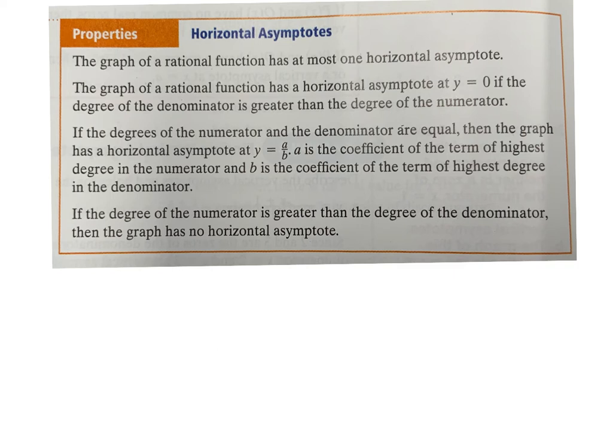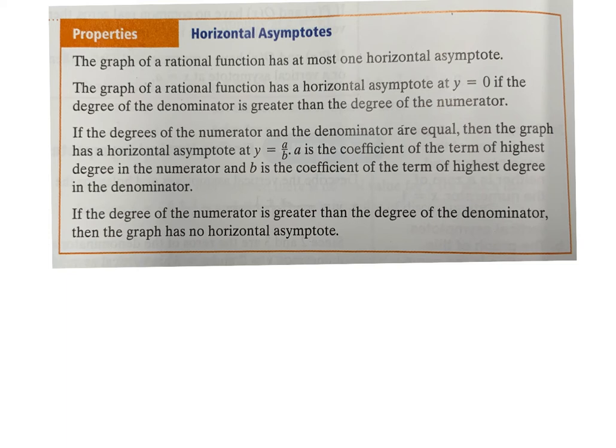They give you all this verbiage here, and I'm going to give you the shortcut in layman's terms. The graph of a rational function has a horizontal asymptote at y equals 0 if the degree of the denominator is greater than the degree of the numerator. If the degrees are equal, then it's at y equals a over b, where a is the coefficient of the highest term in the numerator, b is the highest term in the denominator. If the numerator's degree is greater than the denominator's, it has no horizontal asymptote. Lots of words, okay? Basically, you're going to always look at your degrees.